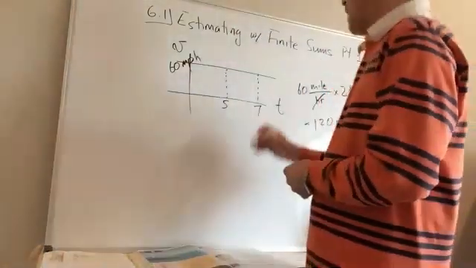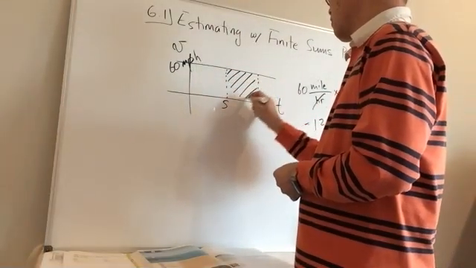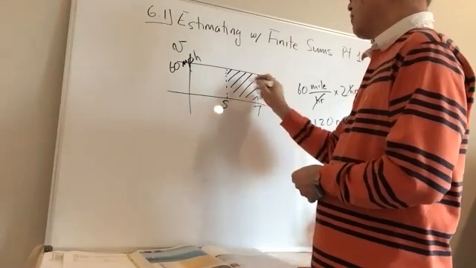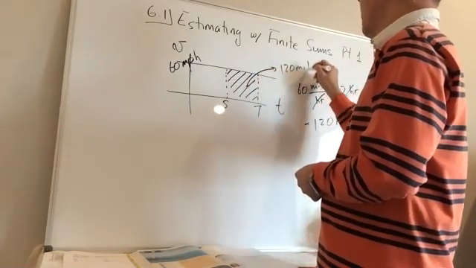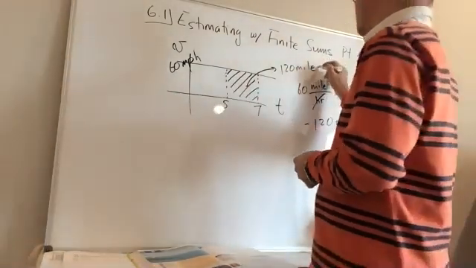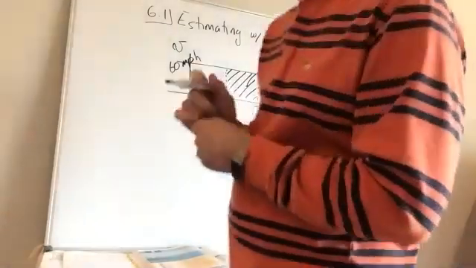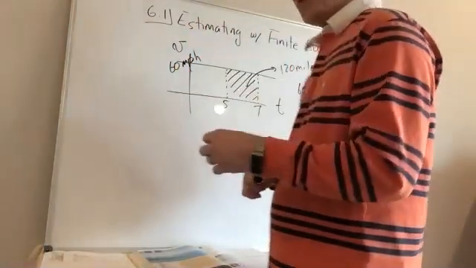Now, graphically speaking, that would be the area under the curve from 5 to 7. This area here is going to be 120 miles. So we're talking about area under the curve, okay? And this is what we're going to concern ourselves with in the second half. Now we're going to talk about area under the curve.